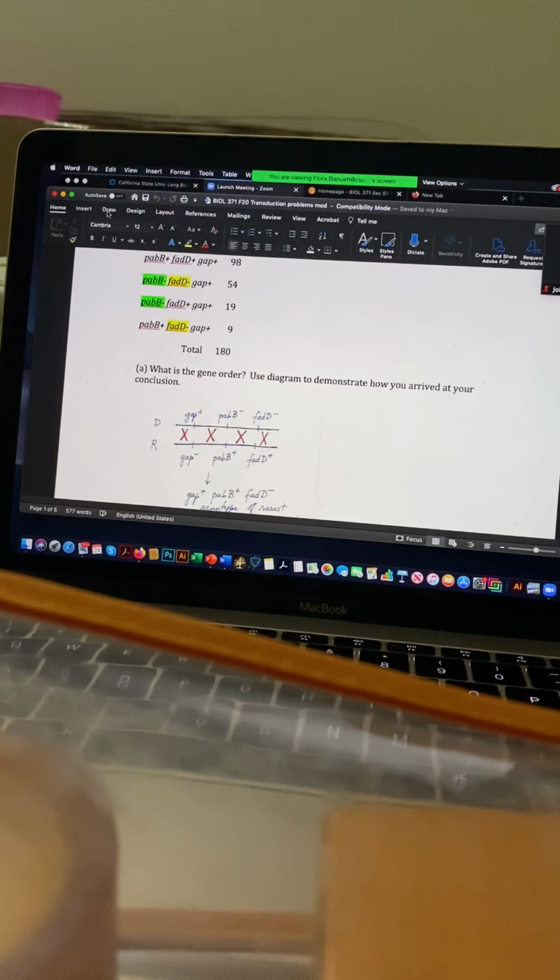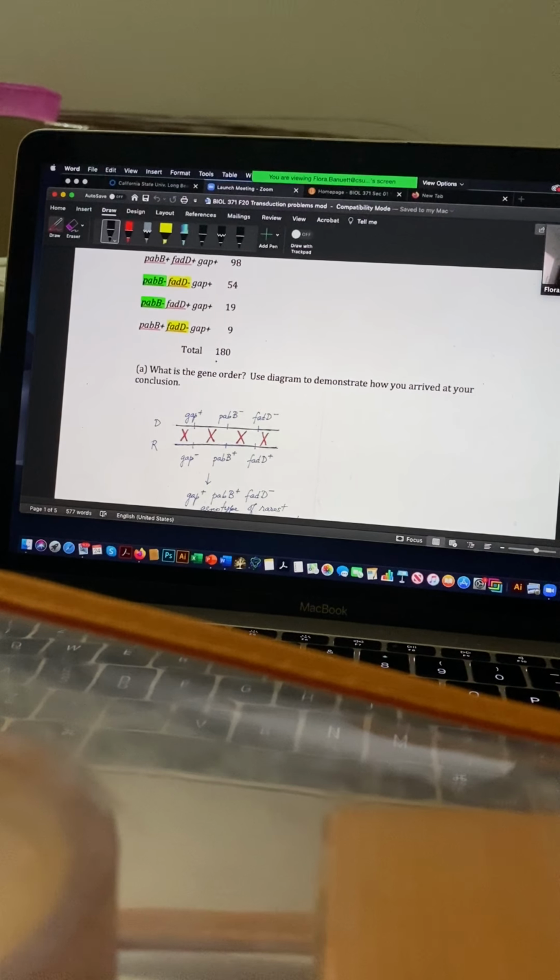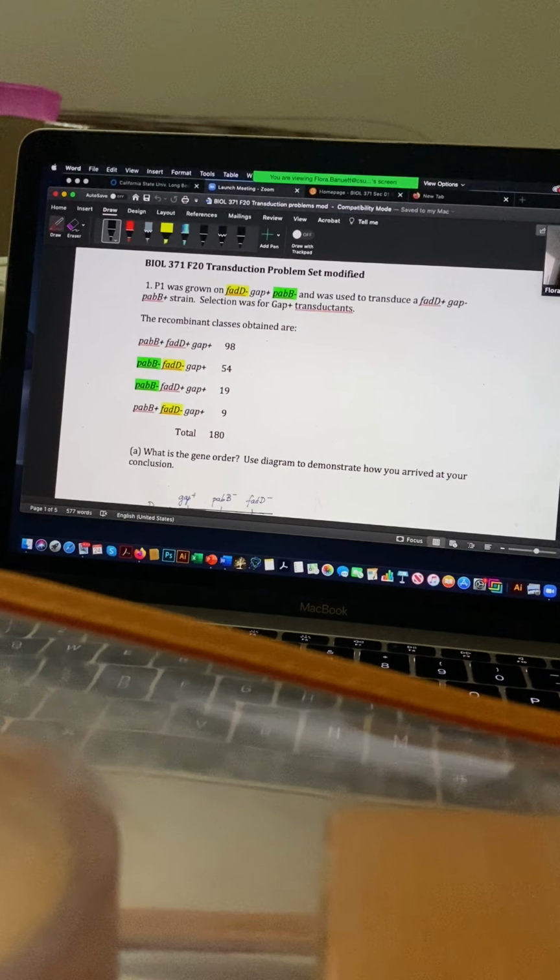Okay, so let me join. So if the order is GAP plus, PAP minus, FAT minus, that is the donor. You always have to pay attention to the symbols here in this class, right? So minus, plus, minus here, because that is what the donor is providing, right?